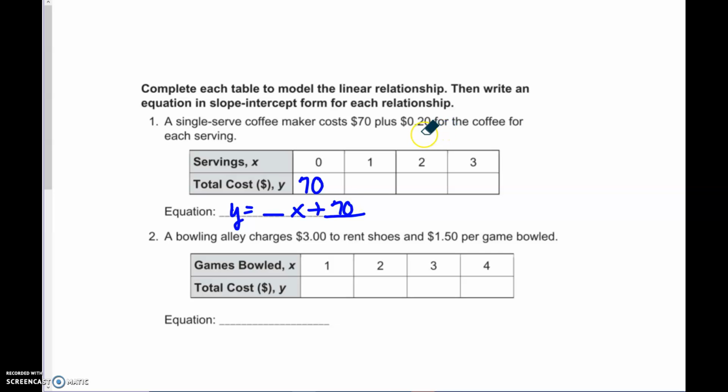All right, now what's it saying? Plus 20 cents for every coffee. So if you only have one coffee, that's going to be $70.20.